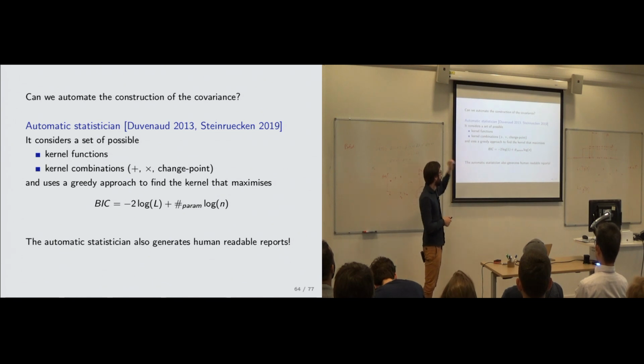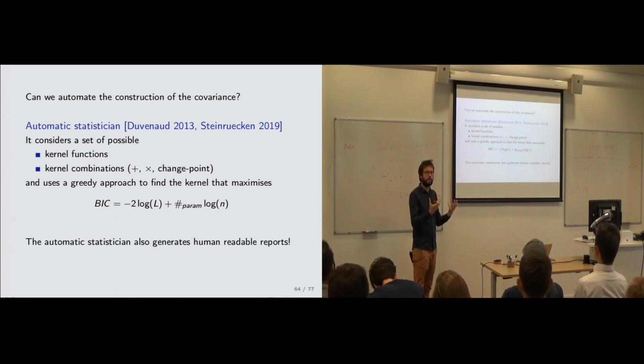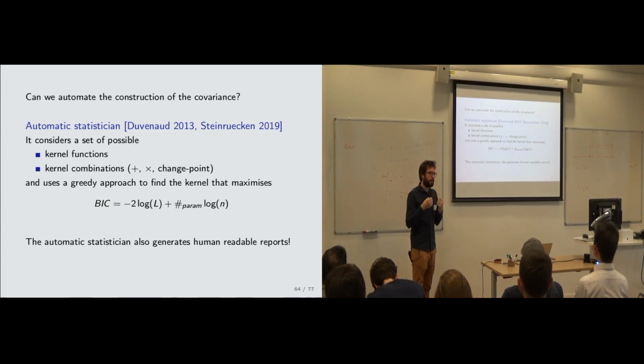And the automatic statistician also generates a human readable report, because if your covariance is a sum, then you can say, I believe that my signal is a sum of different components. For example, if you have one periodic component, you can say the first component behaves periodically with a period of 1 year, as we've seen in the Mona Lisa. But the structure of the kernel is something you can describe as structure you have in your data.